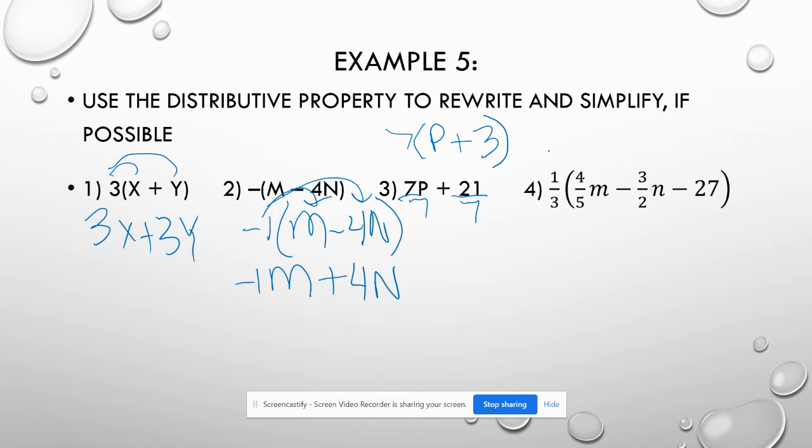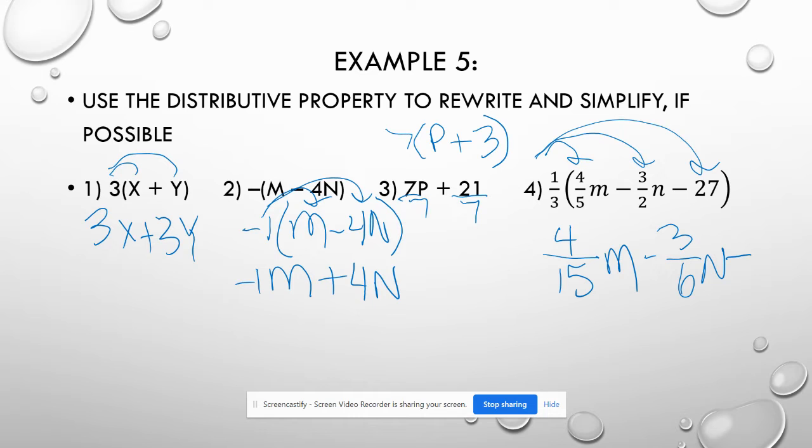For number 4, if I'm distributing, remember when I'm distributing fractions and I'm multiplying fractions, we do not need common denominators and we multiply straight across. So 1/3 times 4/5, we have 1 times 4 is 4, 3 times 5 is 15 with the m. 1 times 3 is 3, 3 times 2 is 6n. And then minus, we can make 27 into a fraction by putting a 1 underneath it. 1 times 27 is 27. 3 times 1 on the bottom is 3.